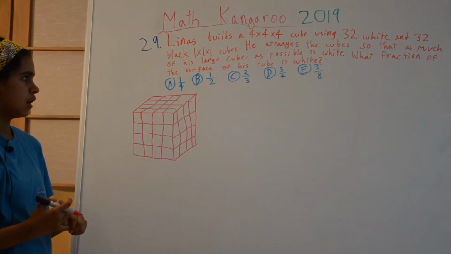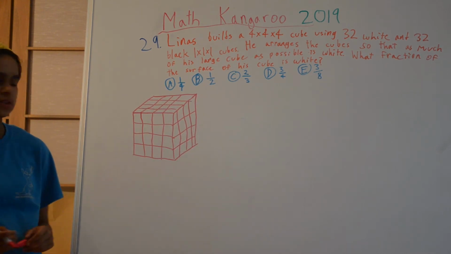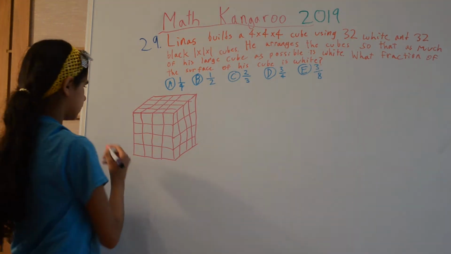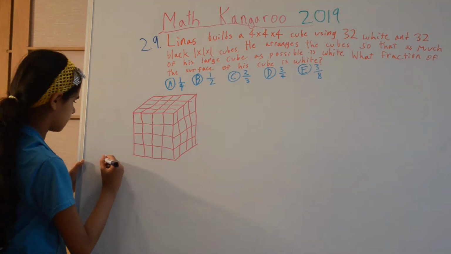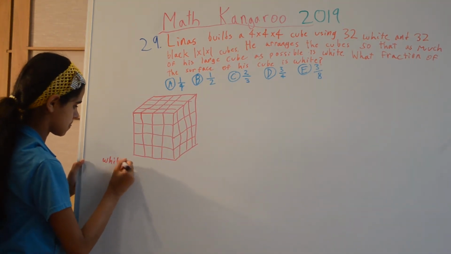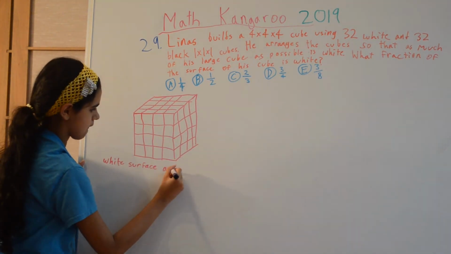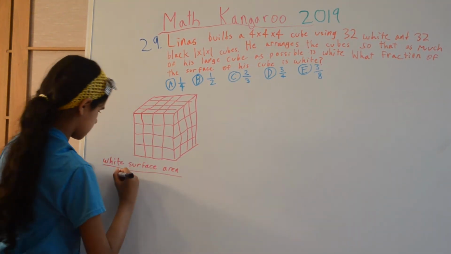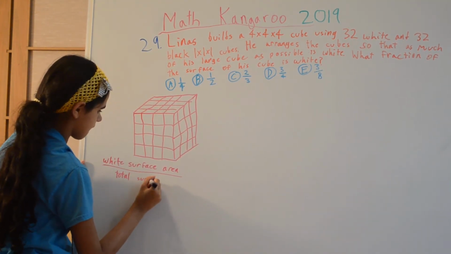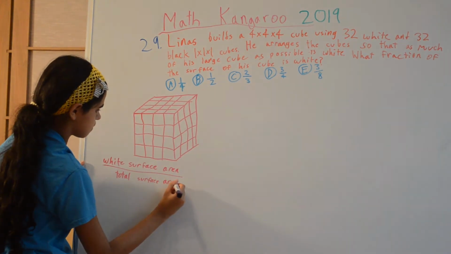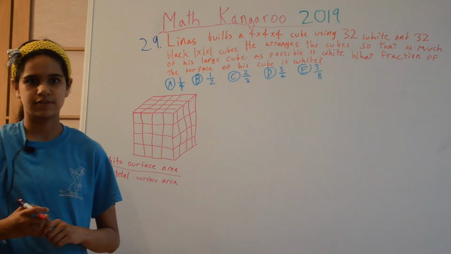So we want to know what fraction of the surface of the cube is white. If we want to know the fraction, we can just find the surface area that is white divided by the total surface area. So that's what we're looking to find. Let's start by figuring out the total surface area.